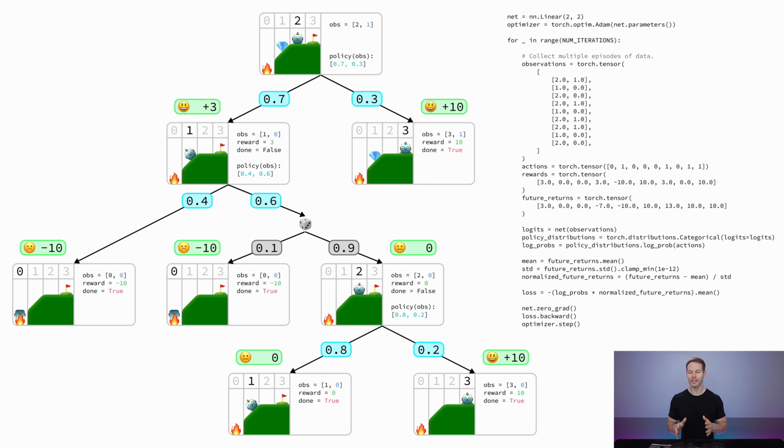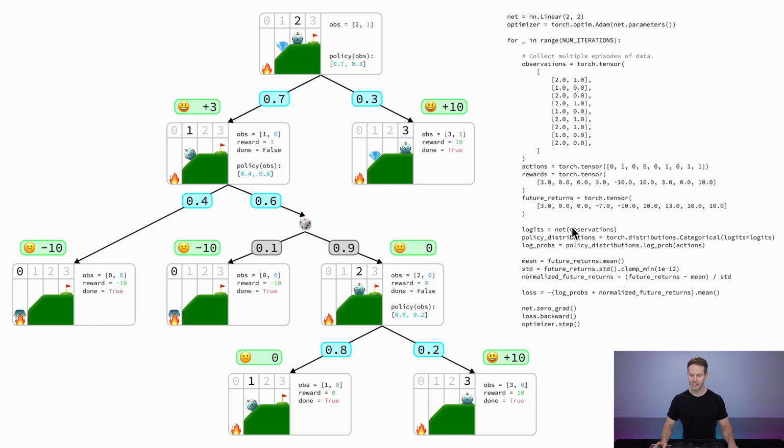So to make it even more clear, here's an outline of what an implementation might look like. We start by initializing our neural network. We'll create an optimizer and register the parameters of our neural network with that optimizer. And then in a loop, for however many iterations we want to update our policy, we will first collect multiple episodes of data. I don't show the code of doing that here, but what we'll end up with is a collection of observations, actions, rewards, and future returns. And you'll notice we don't actually use this rewards value anywhere down here in the code, but I just wanted to show it here because usually we use it to calculate the future returns.